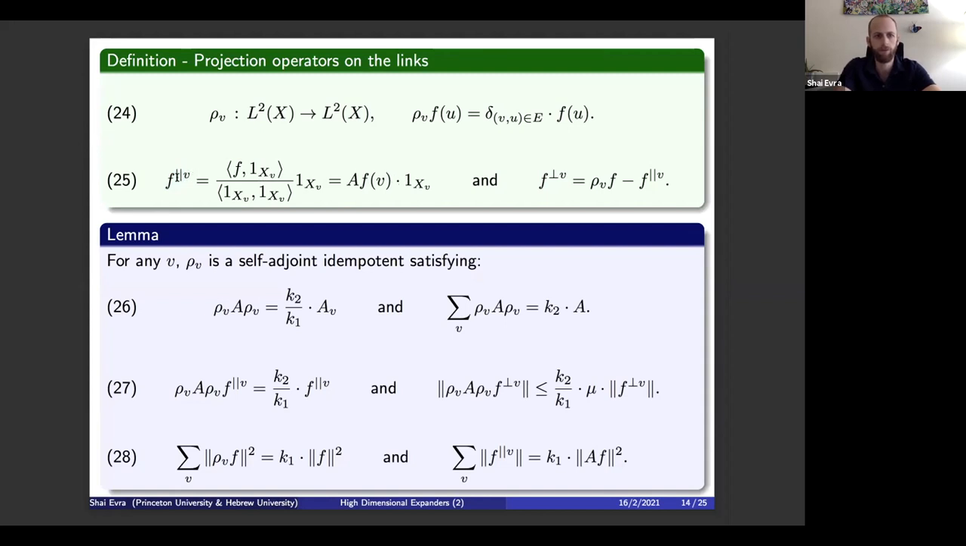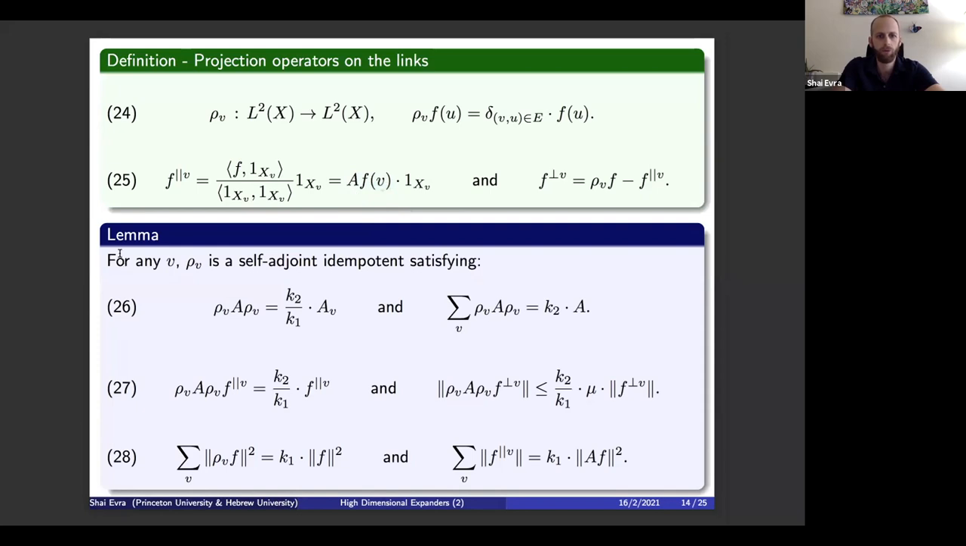Note that if you take a function in the link and you project it to the space spanned by the constant function, then the constant appearing in front of the constant function under this projection is precisely the value of the adjacency operator applied to the function, evaluated at the vertex. It's simple to check, but it will play a role.